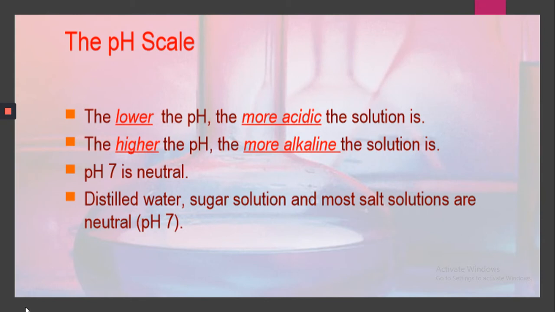The lower the pH, the more acidic the solution, and the higher the pH, the more alkaline the solution. If pH is 7, then the solution is neutral. Distilled water, sugar solution and most salt solutions, these all are neutral. Means the pH of all these solutions and distilled water is 7.